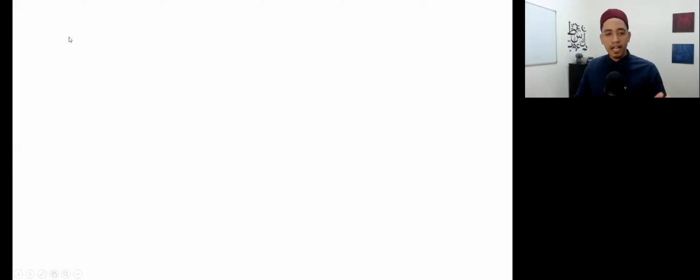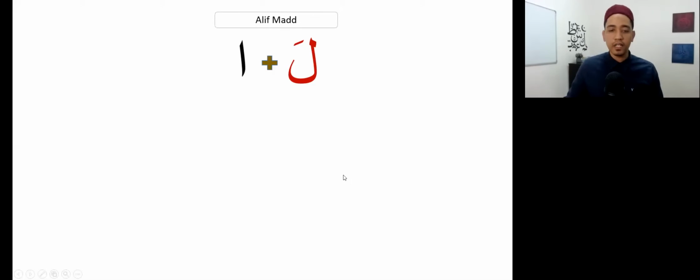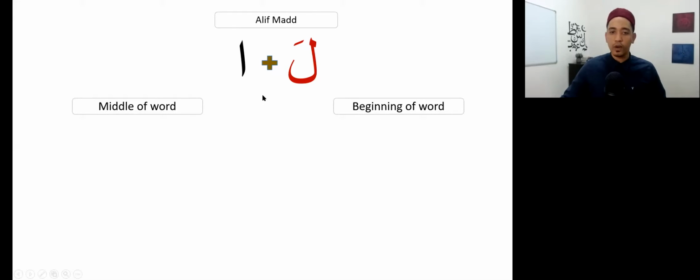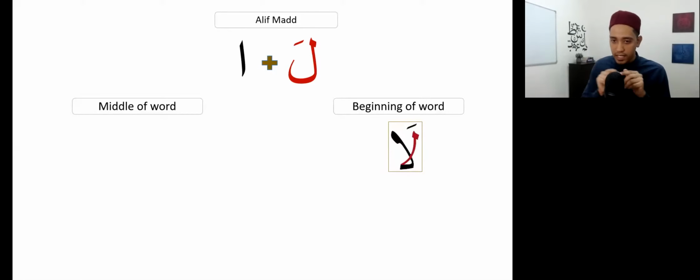Let's just remember that the lam with the alif mad has a unique shape, or let's say unique shapes, two shapes. Okay, lam with the fatha plus the alif mad, so it's la. It has two shapes. One shape when it's in the beginning of a word, that's the best way to put it. And the second way is if it's in the middle of a word. Okay, let's see. It's not too hard. So take a look at this over here. Lam plus the alif mad. That's how it looks over there, in that frame.